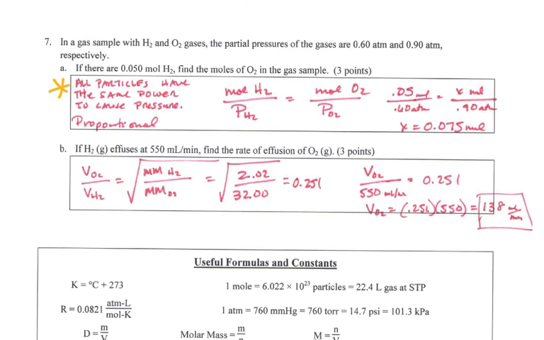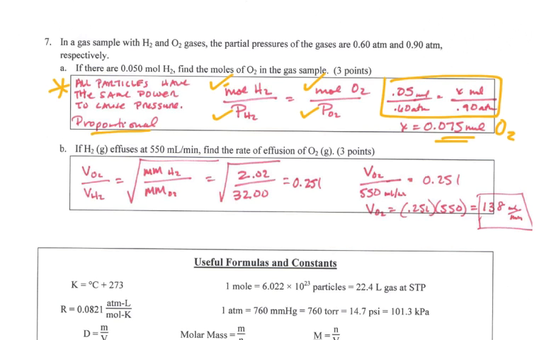So we can actually set up our own little proportion here because it's proportional. So the moles of hydrogen over the partial pressure of hydrogen is going to equal the moles of oxygen over the partial pressure of oxygen. So I just set that up, 0.05 over 0.6 is equal to x over 0.9. My pressure went up 1.5 times, so my moles must have gone up 1.5 times. So it's 0.075 moles of oxygen for my answer.